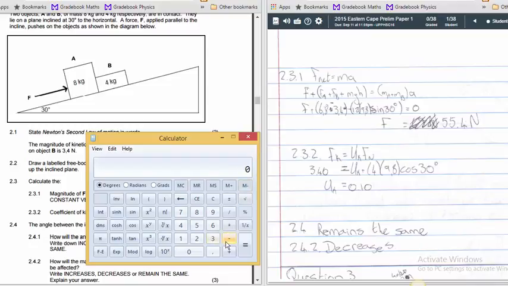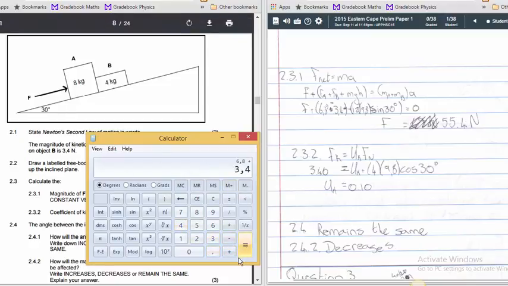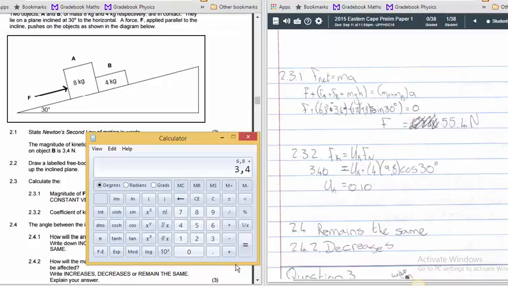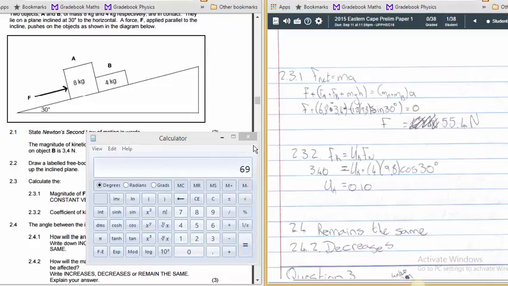69 newtons, let's just work that out again. It is 6.8 plus 3.4. I'm now adding all of the forces that's down the slope, plus that, plus 12 times 9.8 times sine 30. Yeah, 69 newtons. That seems to be the correct answer.